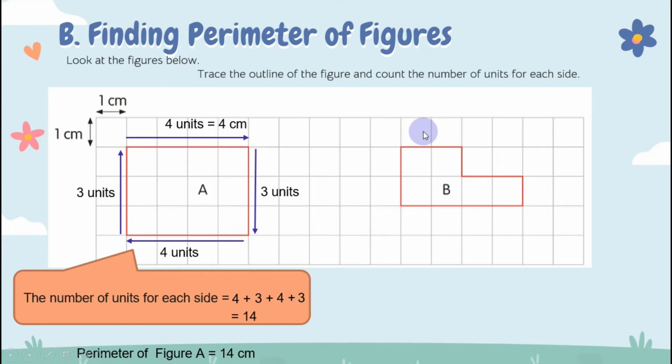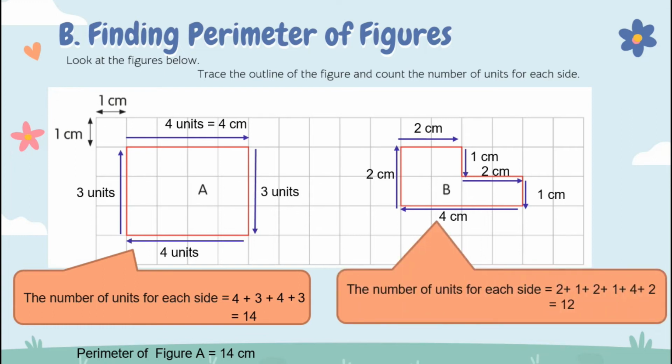Next, the figure B. 2 centimeter because 1 unit equals 1 centimeter. 1 centimeter, 2 centimeter, 1 centimeter, 4 centimeters, 2 centimeters. The number of units for each side equals 12. Perimeter of figure B equals 12 centimeter.